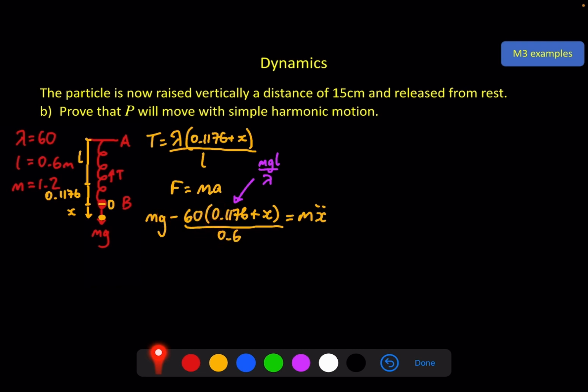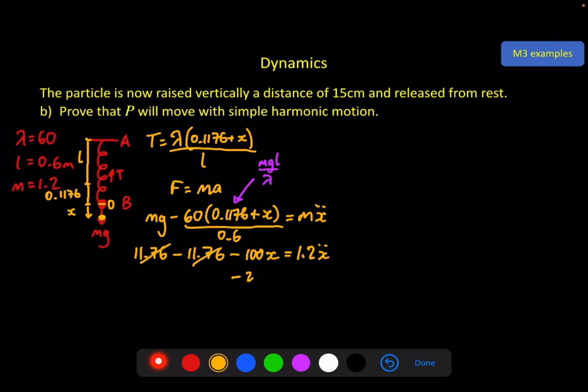And the mg minus mg, as we expand this bracket, the first term here will simply cancel out. And for simple harmonic motion, that will happen pretty much every time, because otherwise you would end up with a constant, and the constant does not fit into our simple harmonic motion equation. So it shouldn't be a surprise that when I put the numbers in, I get 11.76 minus 11.76 minus 100x is equal to 1.2x double dot. This number here will always be the same, because it has come from mg L over lambda, and you're multiplying by lambda and dividing by L.